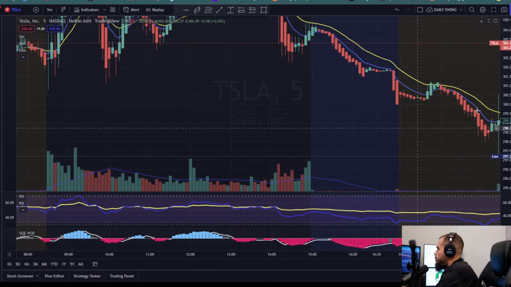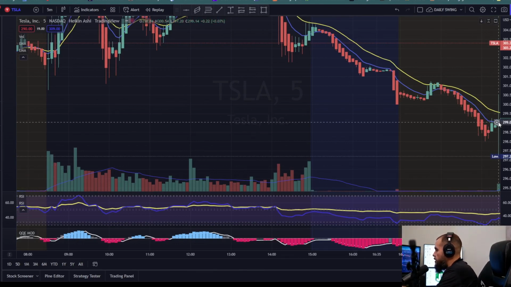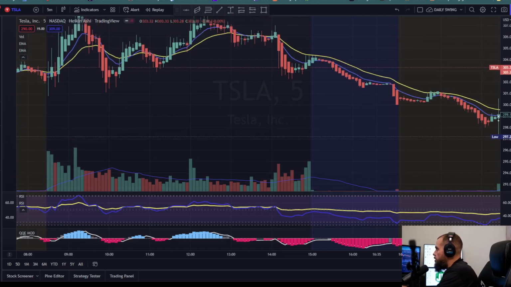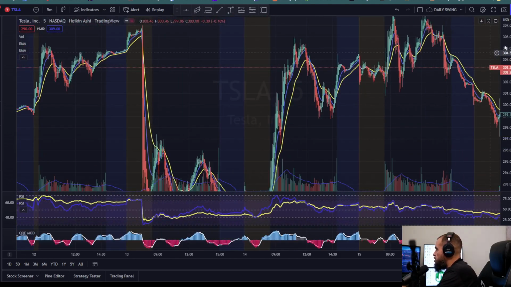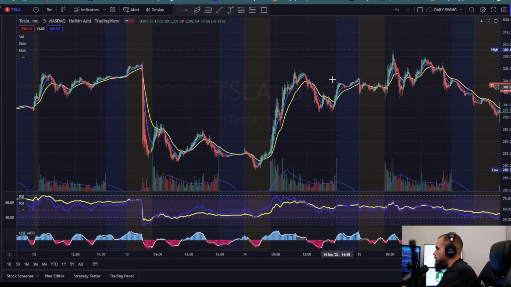So let's take a look at the screen. Okay, so let's assume it's pre-market. This is a 5-minute chart and it's 5 minutes before the bell here. So what I would do is take a quick look. I would zoom out and just quickly build some lines of resistance and support.